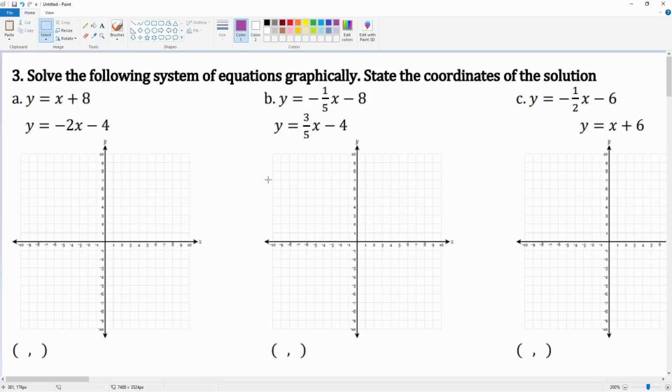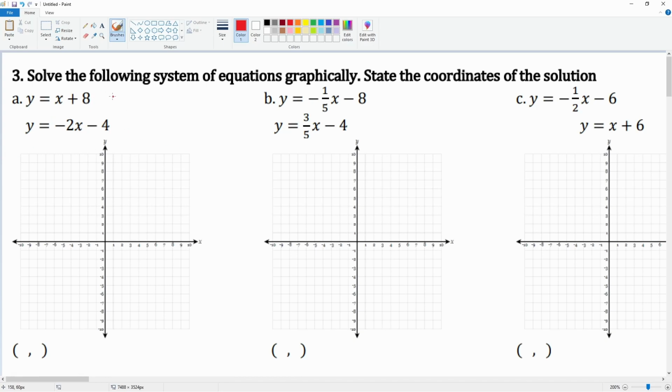Number 3, you're going to solve the following system of equations graphically. Then you're going to set the coordinate of the solution here. And to see the difference between the two, I am going to be distinguishing them with red and blue.